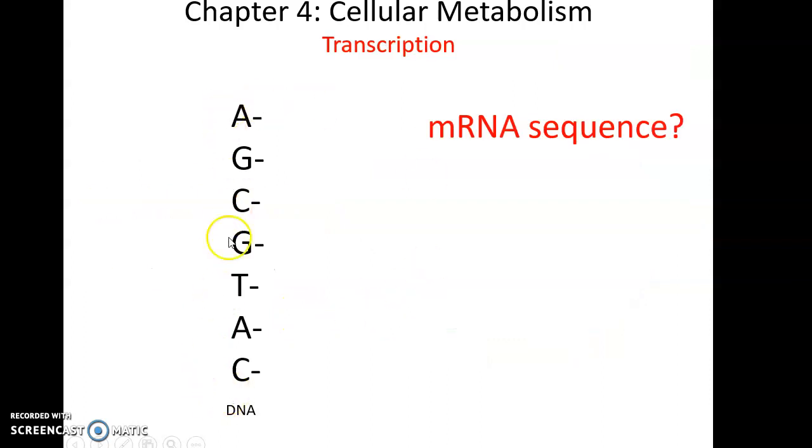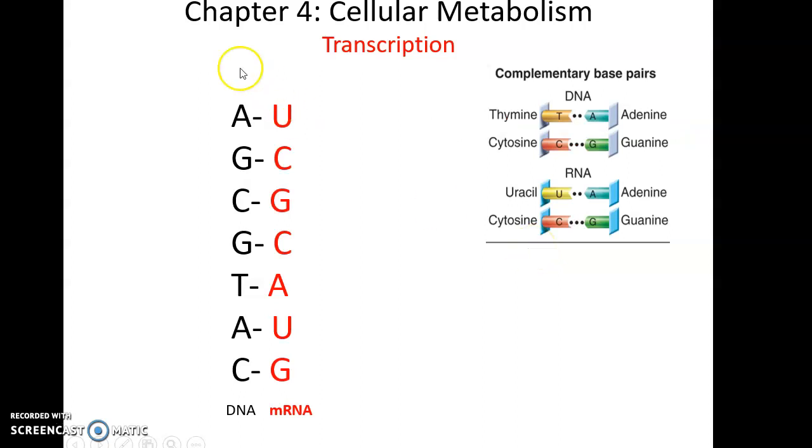So here is a DNA sequence. What would be the messenger RNA sequence? A would give us, G would give us, C would give us, G would give us, T would give us, A would give us, C would give us. Hopefully you got it correct. A's in the DNA lead to complementary base pairing and U's in the RNA, G's to C's, and so on. So complementary base pairing is similar, except we have U's instead of T's.